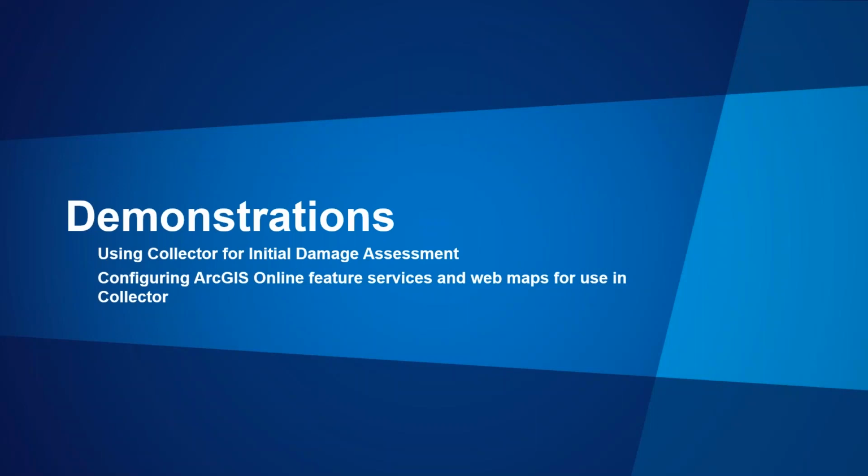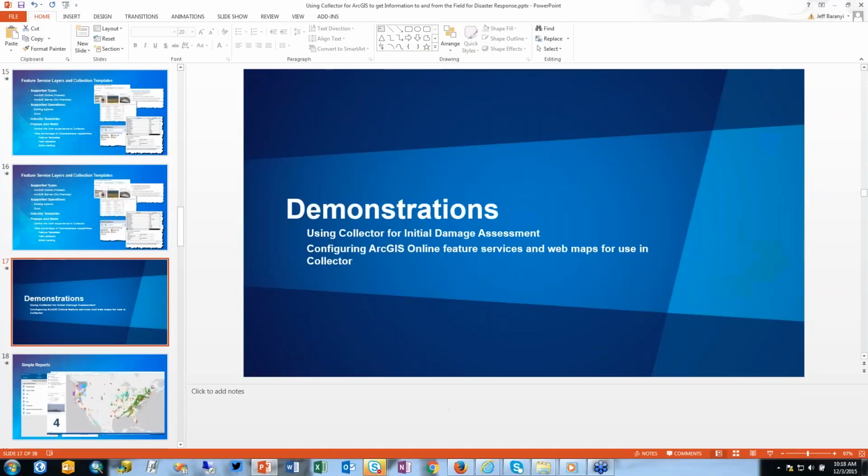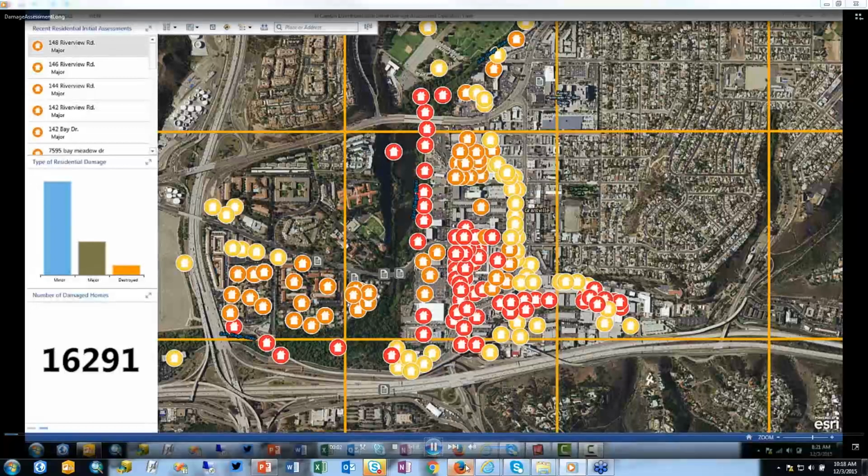So next, now we're going to move into some demonstrations. First, I'm going to go through a scenario of showing you how you can actually use Collector for initial damage assessment. So we'll go through that from a workflow perspective. And then second, I'll go through some steps in a live demonstration to show you how you can actually go through the process of setting that up. So we'll start here first in a scenario.